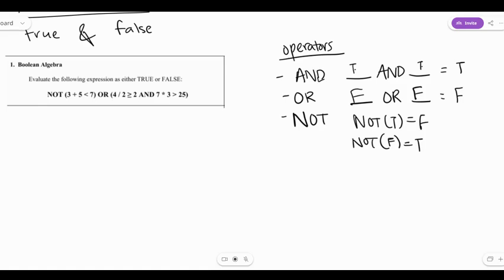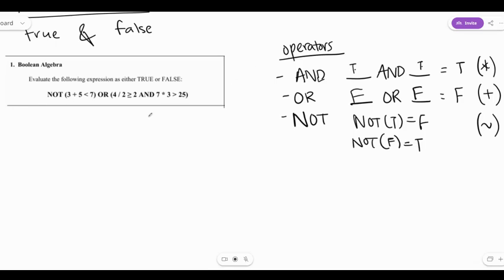Also, just like in algebra, we can use addition and multiplication to represent and and or, where or is addition and and is multiplication. So if you see these, it just means and or or. On the other hand, you might also see not represented by a tilde, and that just means not.